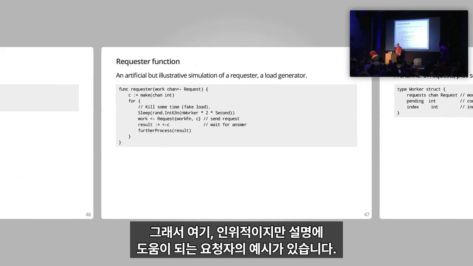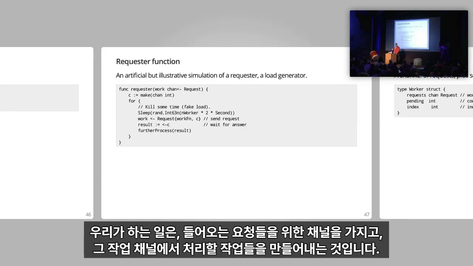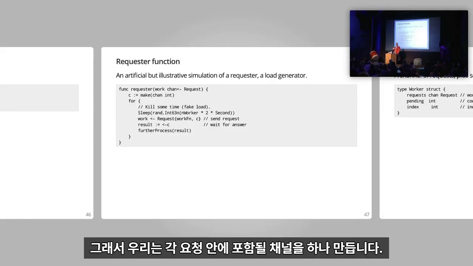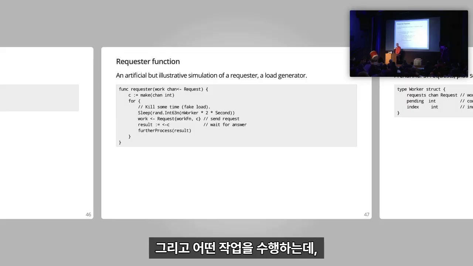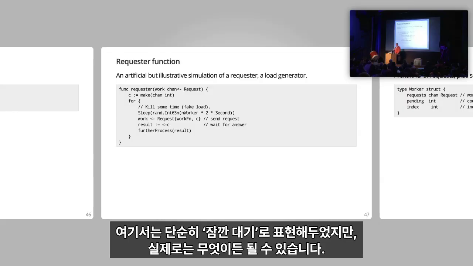So here's an artificial but somewhat illustrative version of the requester. What we do is we have a channel of requests that are coming in, and we're going to generate stuff to do on that work channel. So we make a channel which is going to go inside each request to come back to us for the answer. We do some work, which I've just represented here as sleeping. Who knows what it's actually doing.